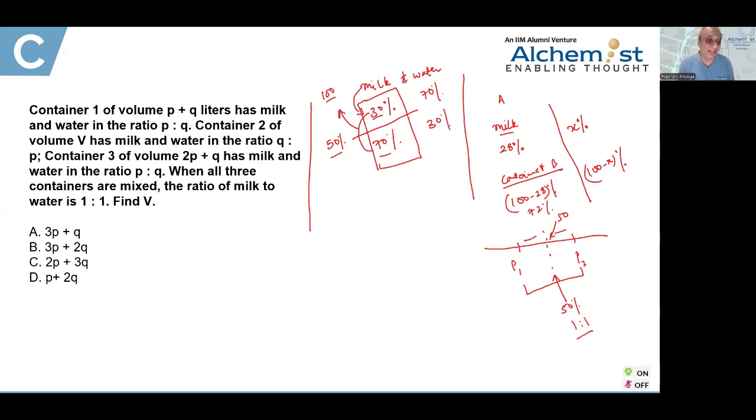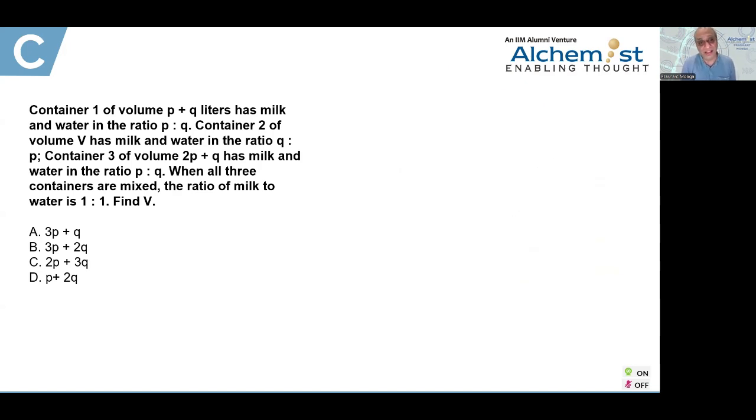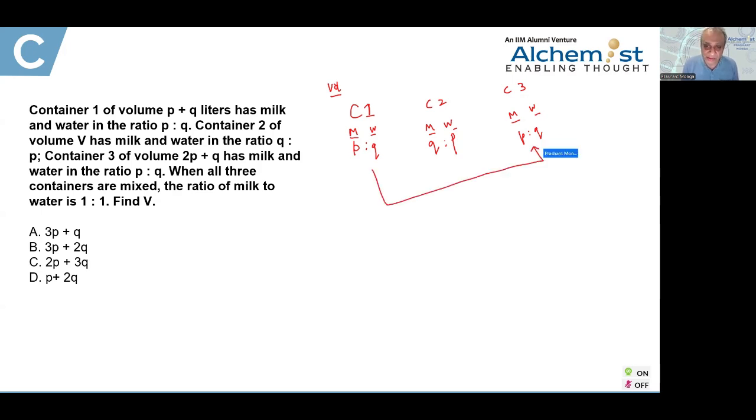Now with this understanding, let us look at the question. The question says there's a container 1, so I write C1. The ratio is P is to Q, which is the milk to water ratio. Then there is C2, where the milk to water ratio has been reversed to Q is to P. This is what it says. The volumes we'll come to later. Then there's a container 3, which again has milk to water ratio P is to Q. So these two containers actually have identical ratios, which is P is to Q.